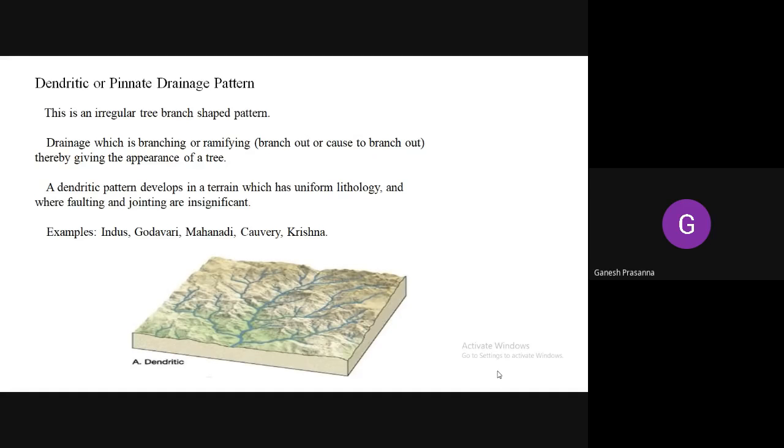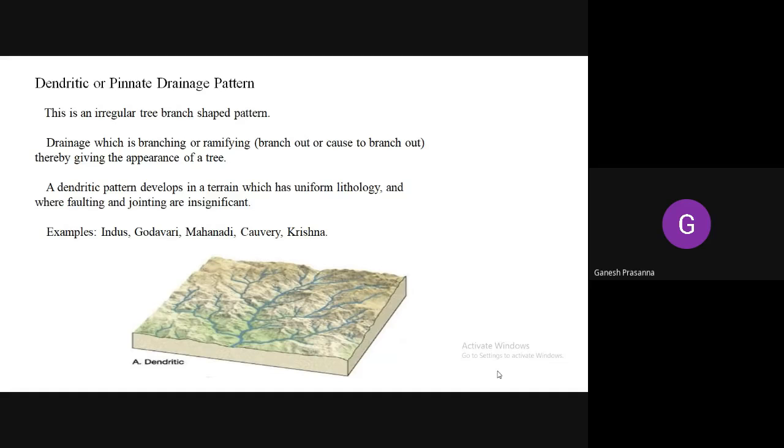So it gives the appearance of a tree, with drainage branching or ramifying, thereby giving the appearance of a tree. It develops in terrain which has uniform lithology, where uniform lithology means the rock type is common. It may be igneous rock, sedimentary rock, or metamorphic rock. There will be no mix of rocks, only a single rock type, and faulting and jointing are not seen. If faulting or jointing are not very clear, then you can find this dendritic pattern developing.